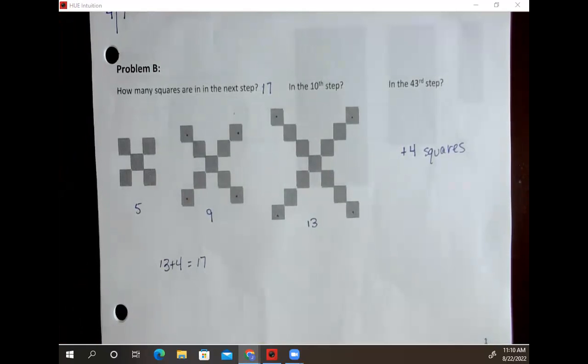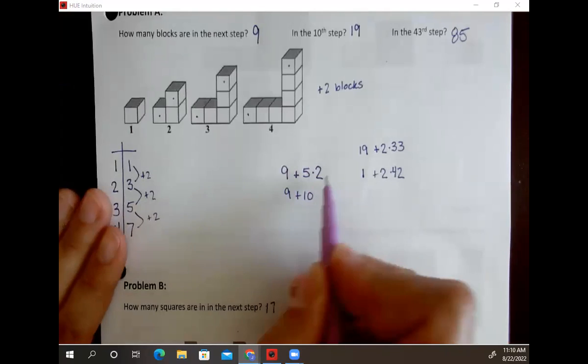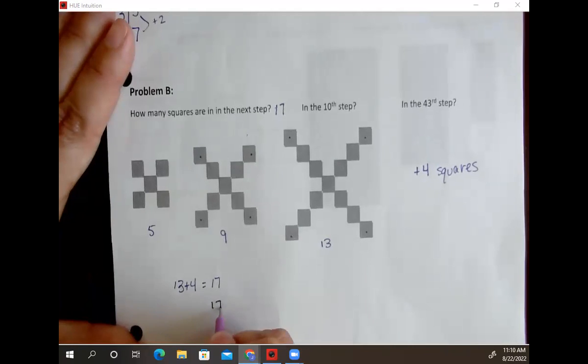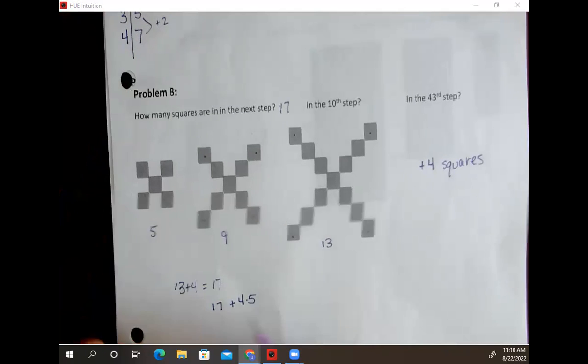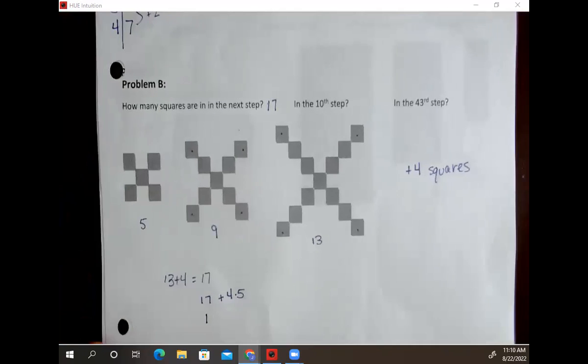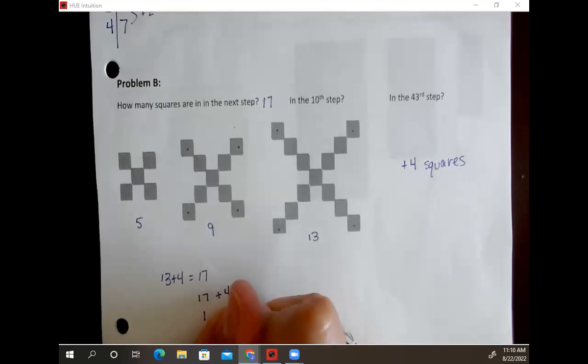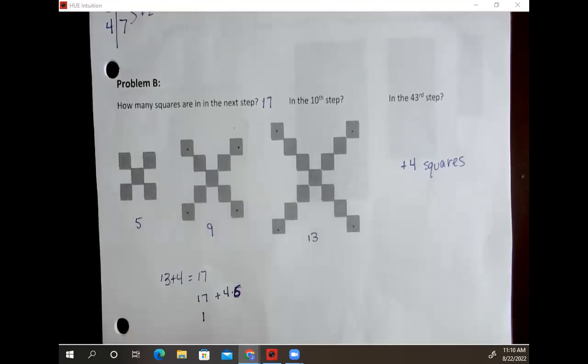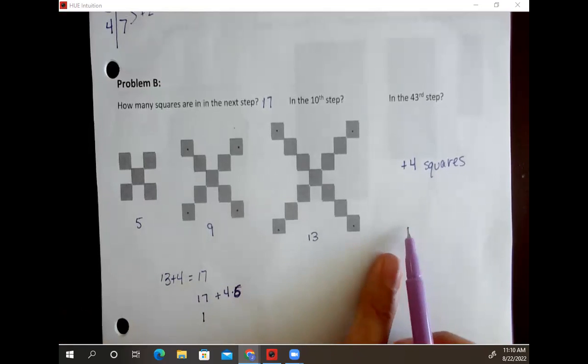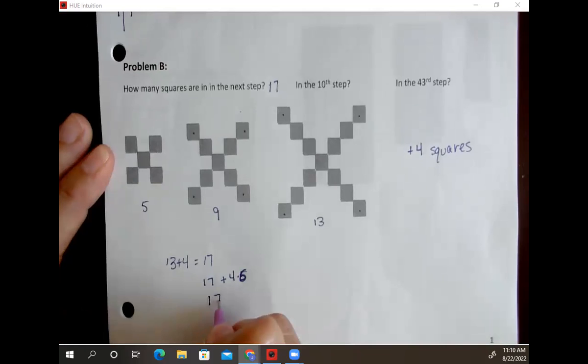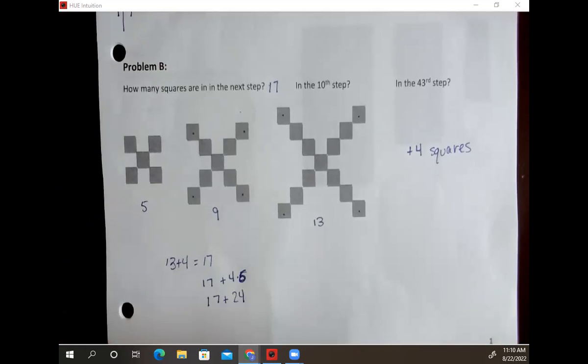Anybody get something different for the 10th step? I got 41 as well. So we've got 5 more steps to go. If we use that same strategy from up here, we're at 17. We've got 5 more steps to go. We're going to add 4 for each of those 5 steps. This would be, oh, what did I miss here? Oh, that's not 5 more steps. That's why we'd have 6 more steps to go. There we go. Since we would only be to the 4th step here, we'd have 6 more to go to get to 10. So that'd be 17 plus 24.